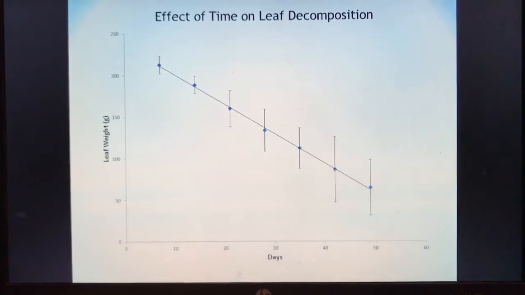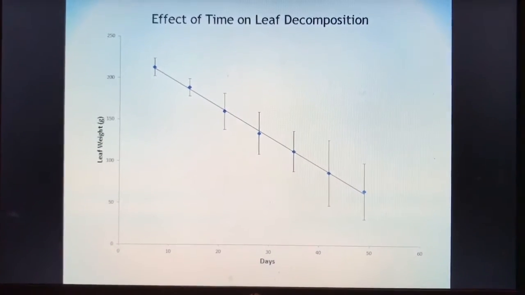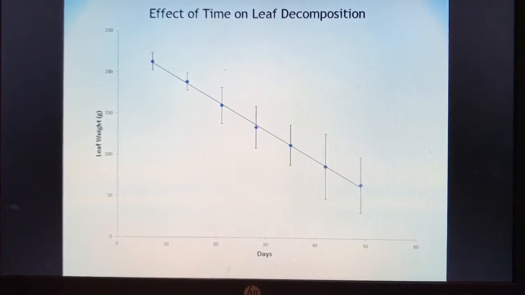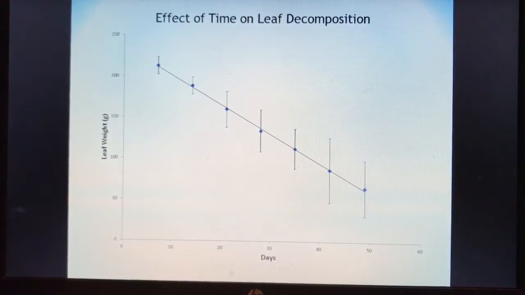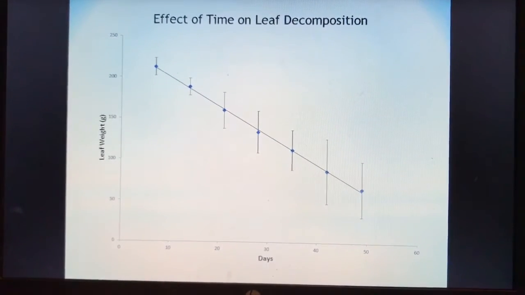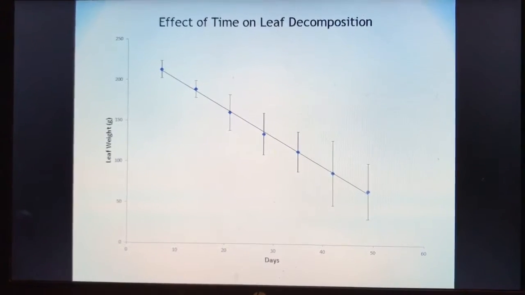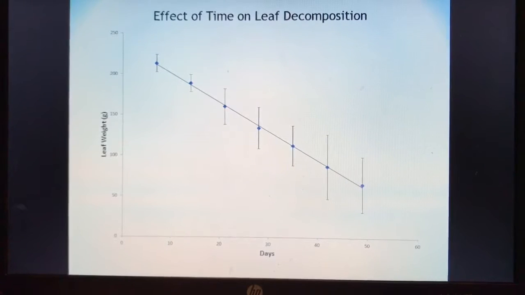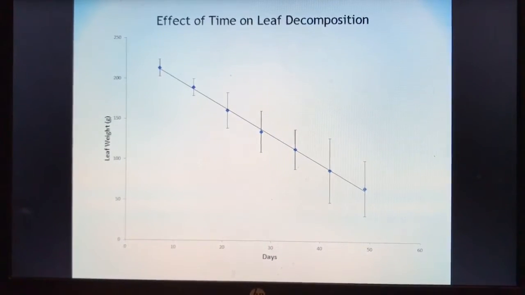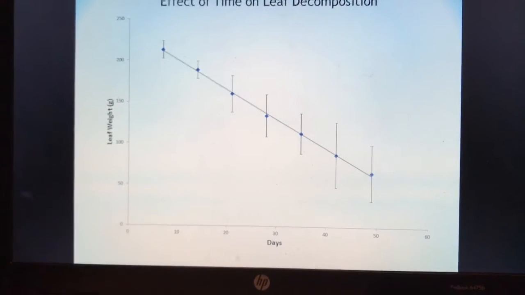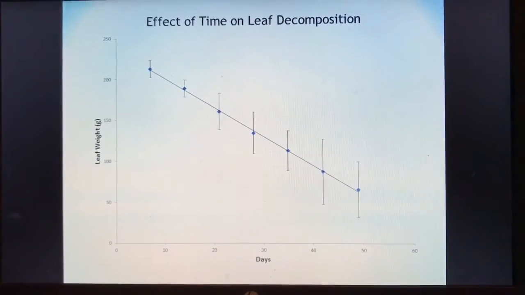This is my first graph that shows the effect of time on leaf decomposition. As you can see, there is a very clear trend of leaf weight on days. I need to add my p-value to this, but my p-value was less than 0.05, showing that the amount of days did have a significant effect on the leaf weight.